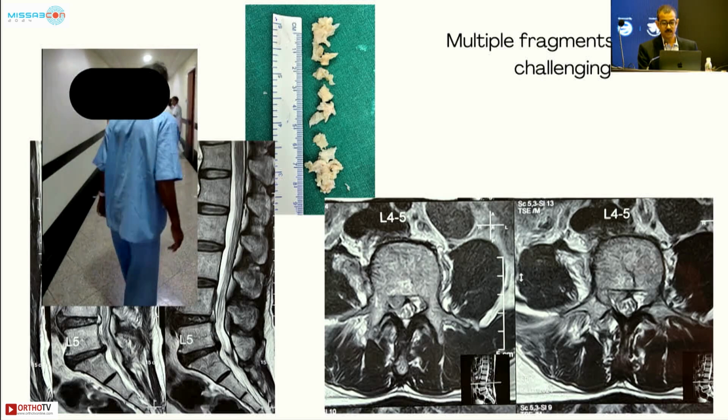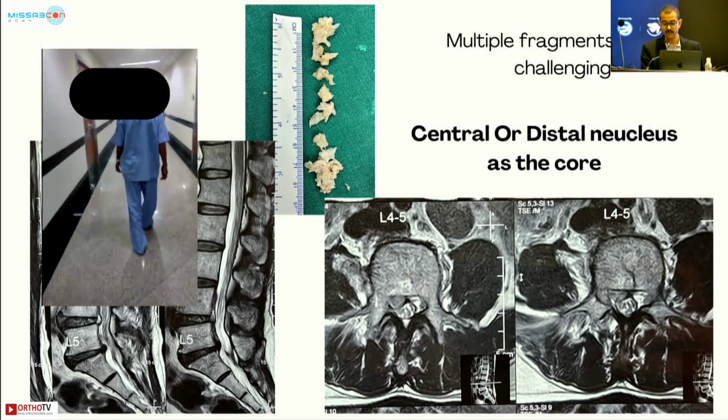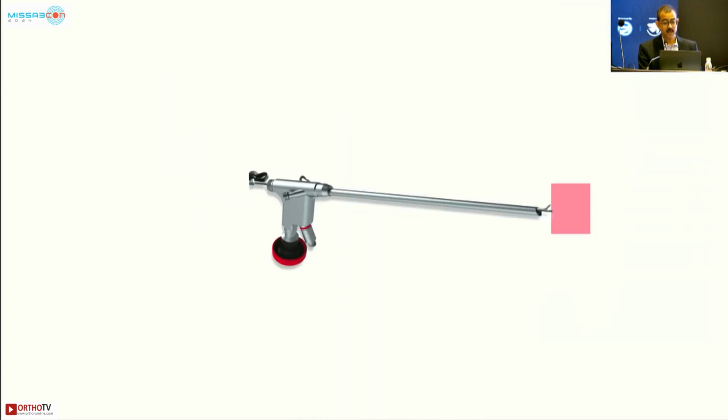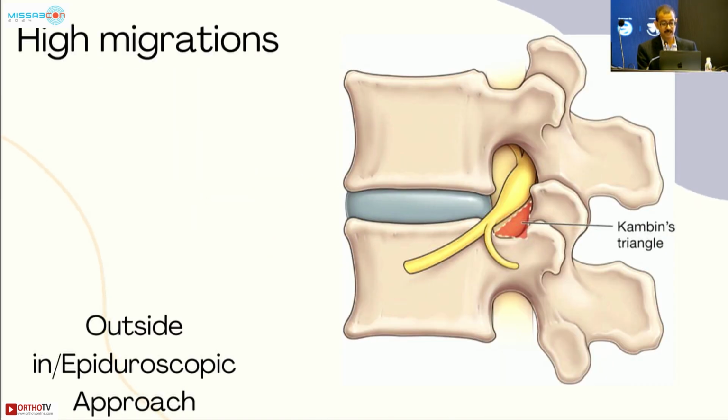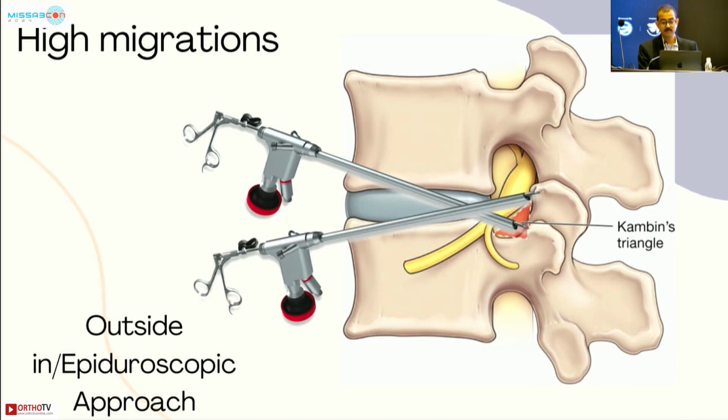So the problem here is the multiple fragments. If we target the tail, then we may not be able to access these fragments. So our target should be the central or distal nucleus as the core, rather than hunting the tail. For low herniations, we all know they can be done very well with the inside out or outside in technique. However, for high migration, the outside in or what we call the epiduroscopic approaches are recommended. So of course, the trajectory we have to decide according to the fragment.